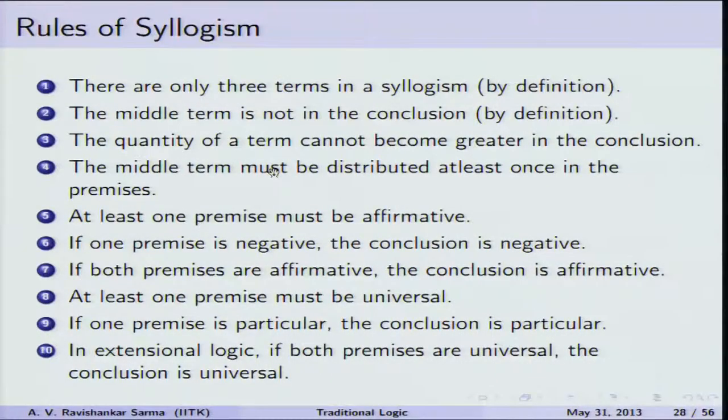The sixth rule is that if one premise is negative, the conclusion will automatically be a negative proposition. The vice versa also applies here. If the conclusion is negative, then at least one of the premises should be negative. If it is not the case, then the syllogism is considered to be invalid.